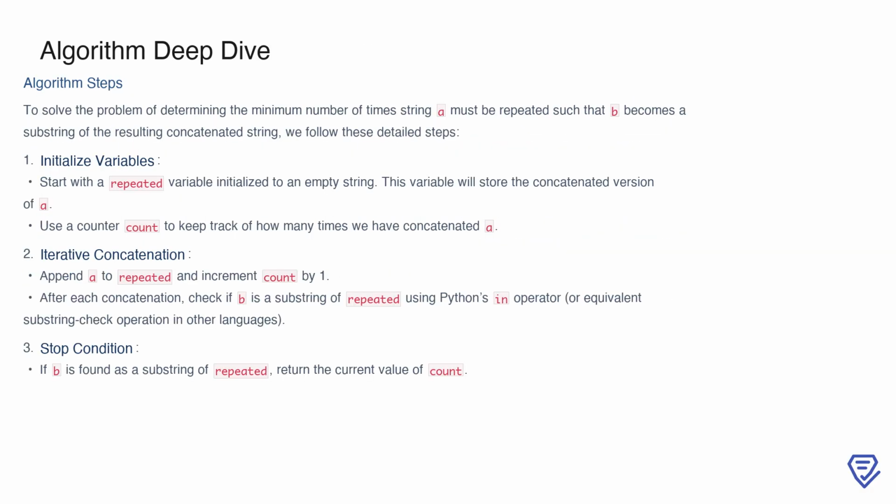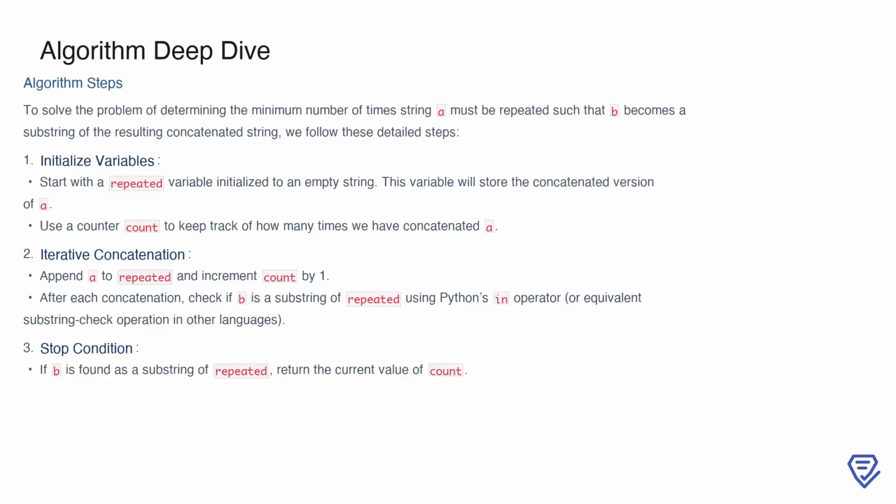To tackle the problem of determining the minimum number of times we need to repeat string a such that b becomes a substring of the resulting concatenated string, we start with a clear step-by-step approach. First, we initialize two variables, a string variable called repeated, which starts as an empty string, and a counter called count, which keeps track of the number of times a has been appended. These will help us build the concatenated string incrementally while tracking the number of repetitions.